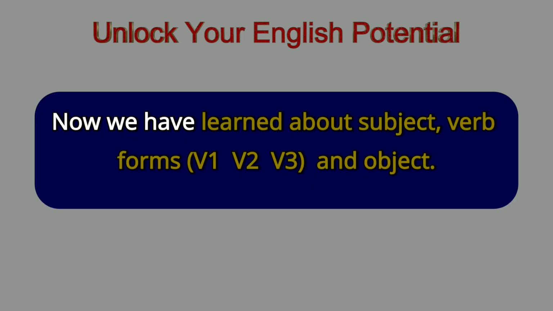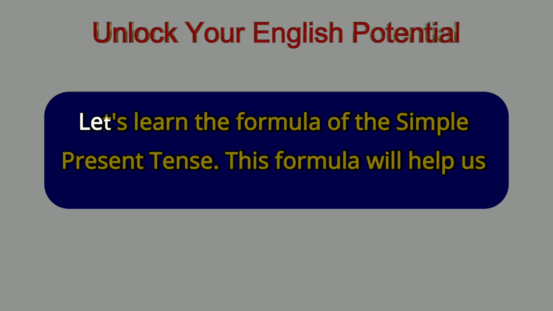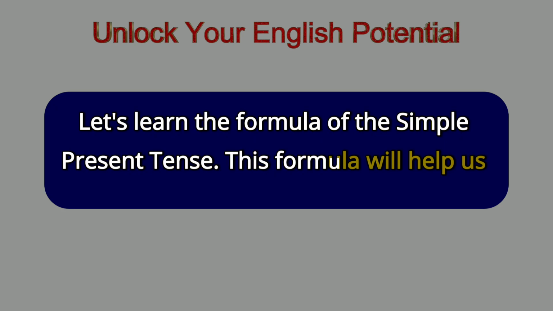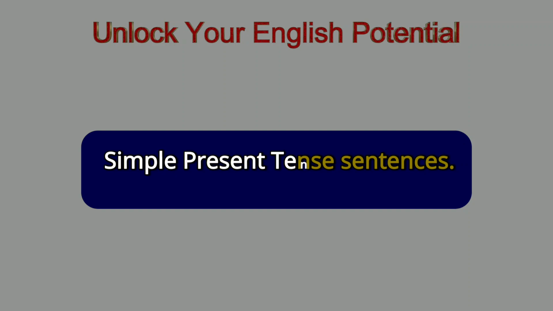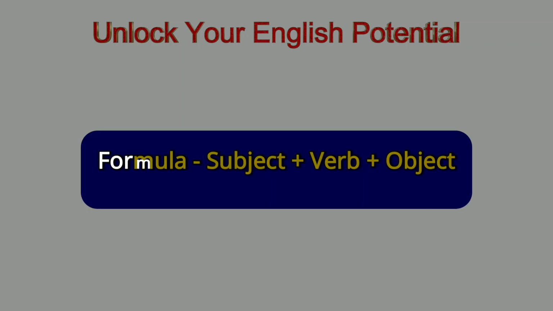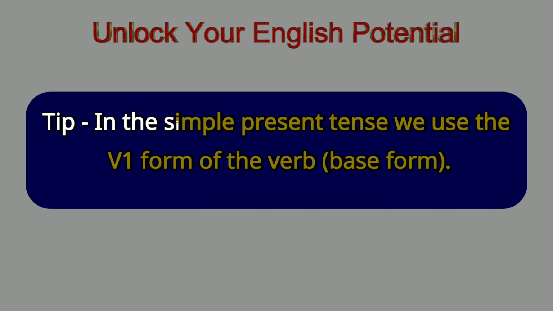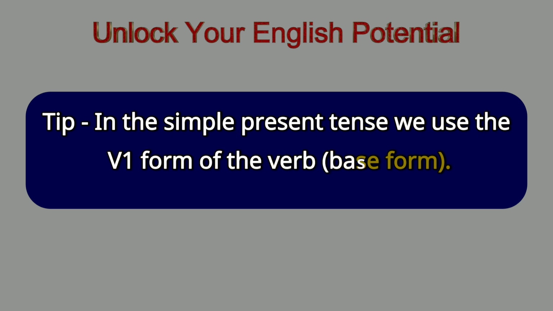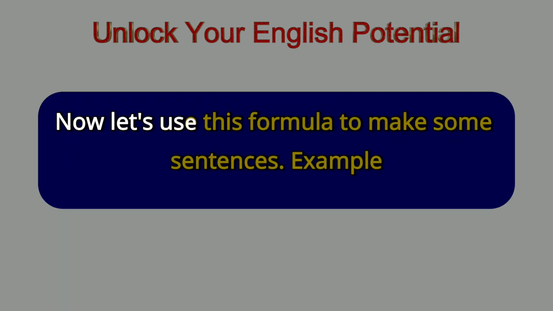Now, check the sentence structure. Now we have learned about subject, verb forms, V1, V2, V3, and object. Let's learn the formula of the simple present tense. This formula will help us make simple present tense sentences. Formula: subject plus verb, V1, plus object. Tip: in the simple present tense, we use the V1 form of the verb, base form. Now, let's use this formula to make some sentences.